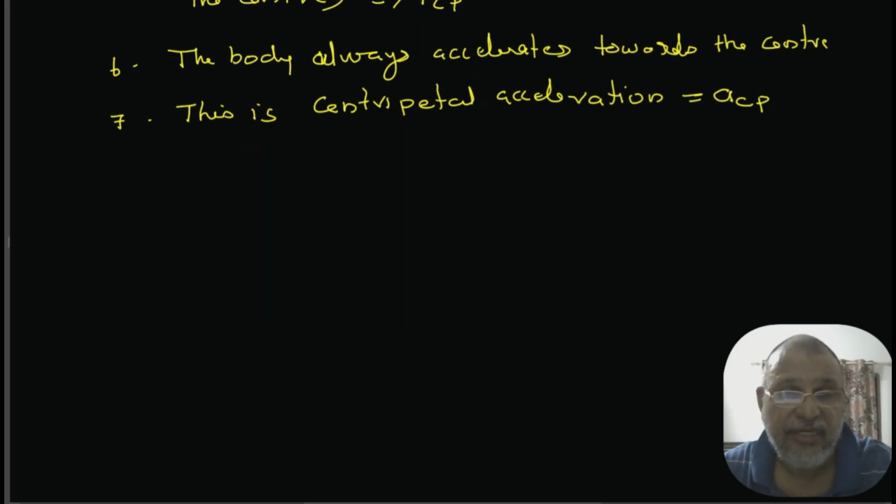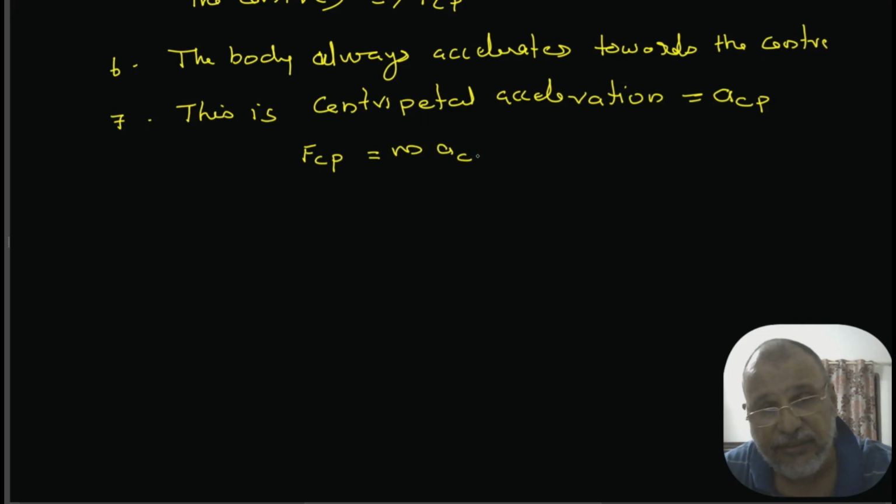Look at here. FCP is equal to m times ACP. You may use vectors because that will be perfectly fine, because FCP and ACP will be in the same direction, always towards the center. Now this is the general concept of uniform circular motion.